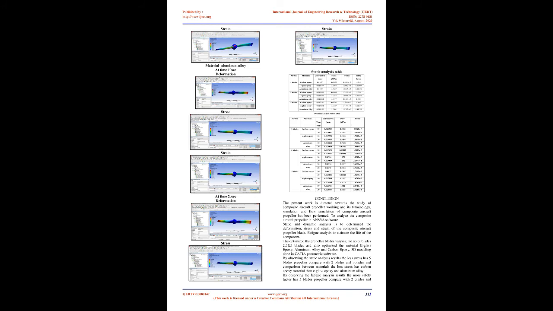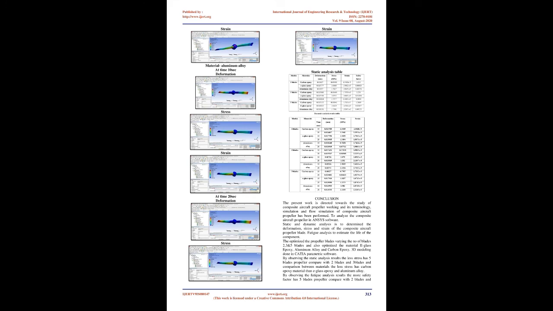Static analysis of aircraft propeller blade. Aluminum alloy. Carbon epoxy. E-glass epoxy. Case 1, aircraft propeller with 2 blades. Imported model. Meshed model. Boundary conditions. Material carbon epoxy: deformation, stress, strain.